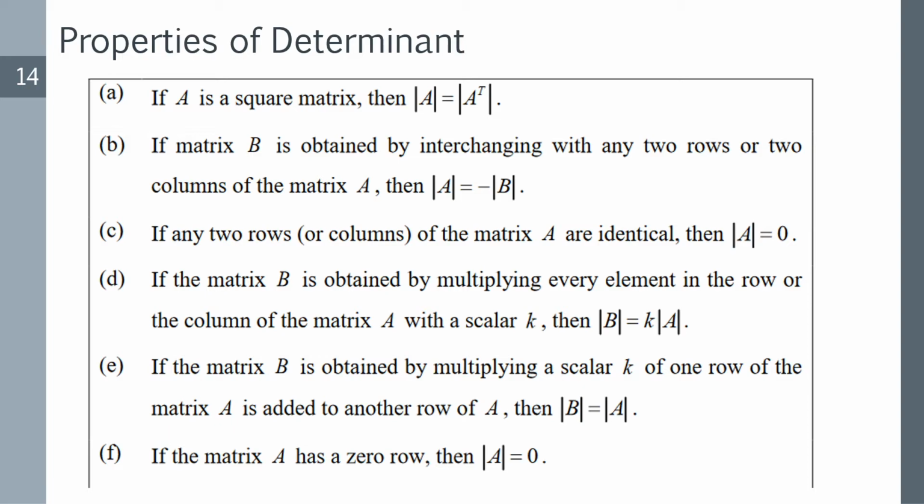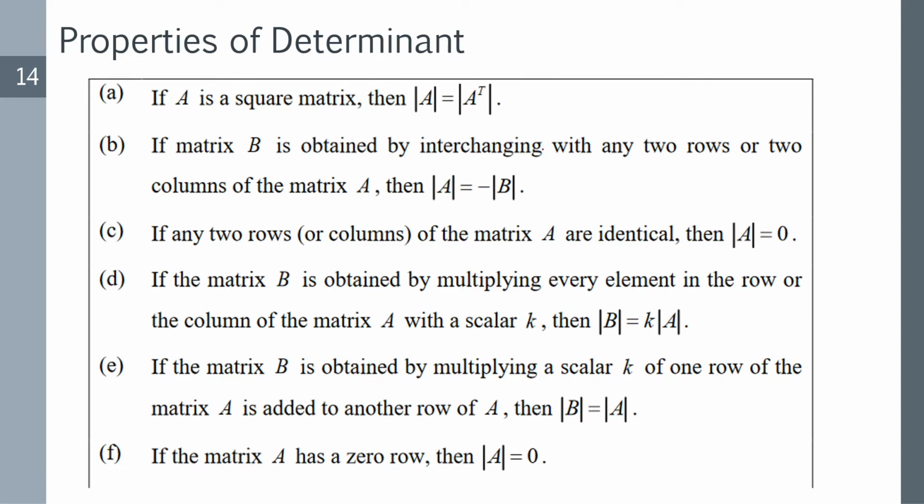First thing, your A must be a square matrix. So the determinant for A and the A transpose will give you the same value, so it doesn't matter. Okay, if B is obtained by interchanging any 2 rows or any 2 columns, then the determinant for A actually is negative B.